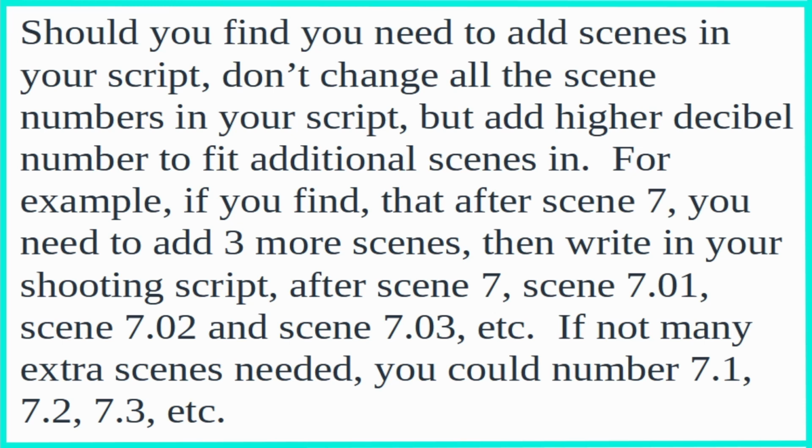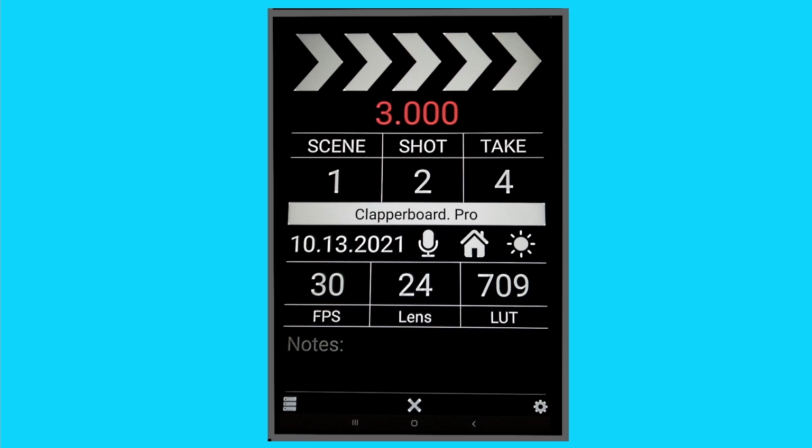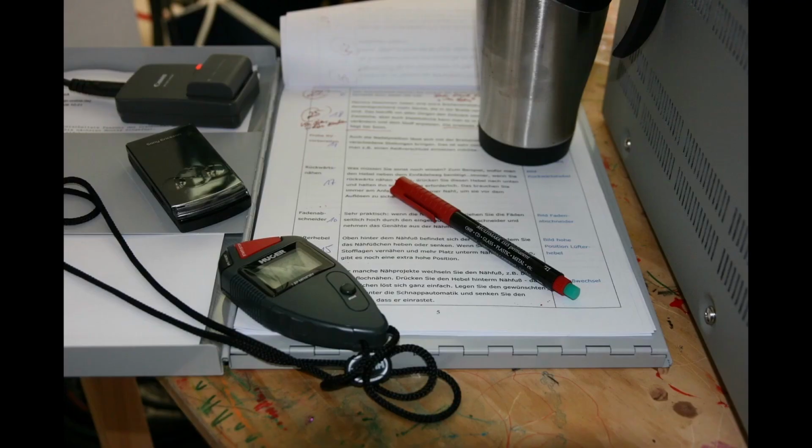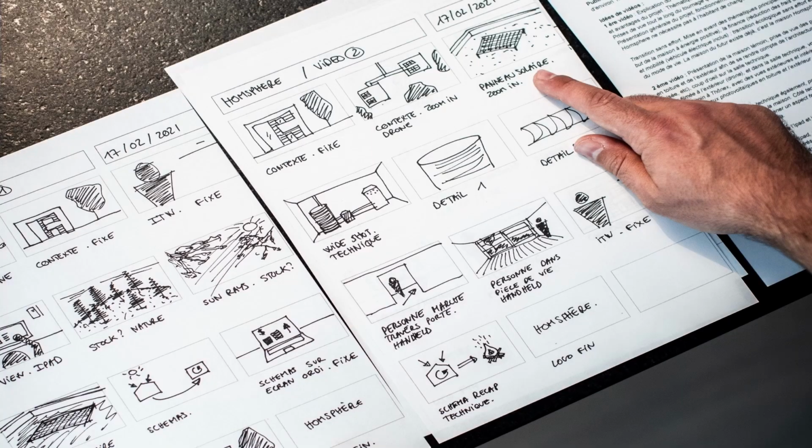The Clapperboard app will allow you to enter whole numbers or numbers with decimal places. The Clapperboard helps you to catalog, describe and organize all those scenes called for in your script and/or storyboard.